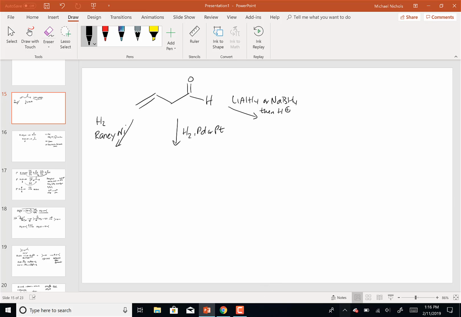So if I reacted this molecule with hydrogen and Raney nickel, I would end up with the double bond and the carbonyl both being reduced. If I just use hydrogen gas, I would end up reducing the double bond but keeping the aldehyde intact.